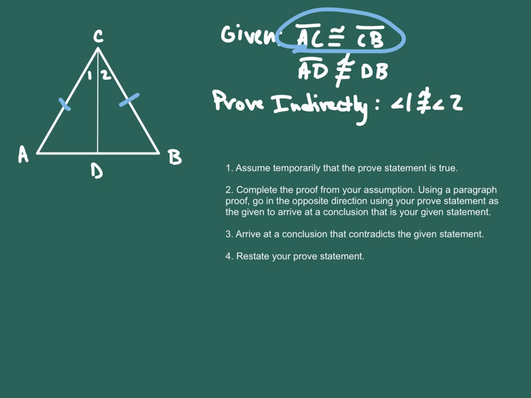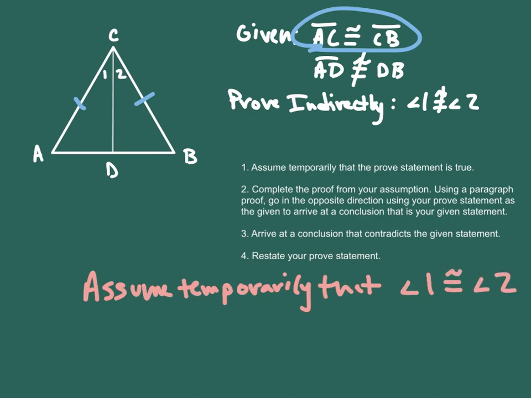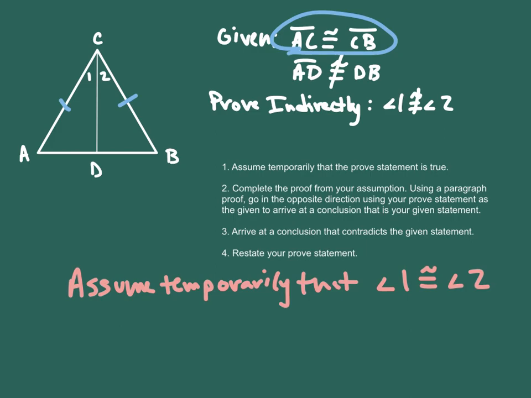So the first thing we're going to do is assume temporarily that the prove statement is true. We're going to take this prove statement, and this is what we're going to write: we assume temporarily that angle 1 is in fact congruent to angle 2. And that's what that means. Assume temporarily that your prove statement is true. So if it's saying that angle 1 is not congruent to angle 2, we're going to say the opposite here. And so let's go ahead and label that on our picture.